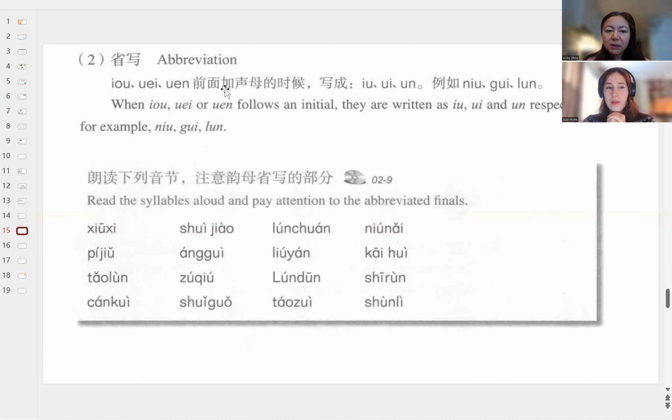How this part, we take a look at this practice part. 休息. 睡觉. Lun chuan. P chiu. Angry. Liu yan. Okay, true.